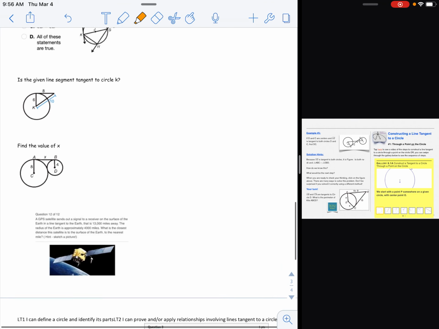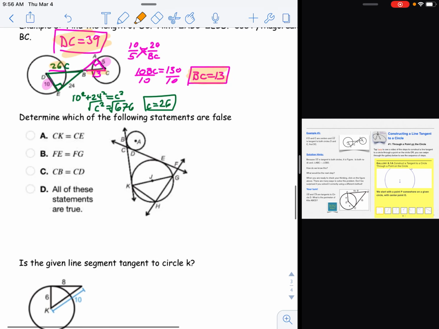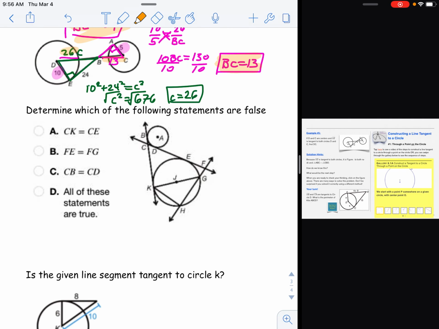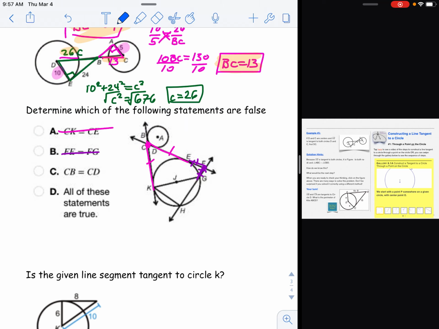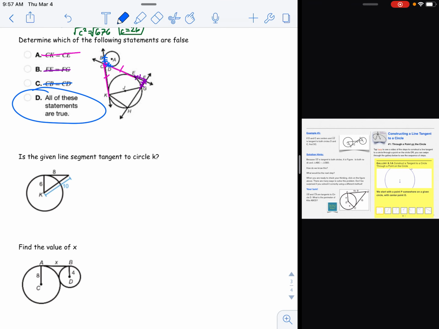All right. Now we're going to determine which of the following statements are false. Again, we're just going back and forth from all kinds of theorems we've been using. CK and CE, well, common external, false, not false, that's actually true. What about FE? Tangents coming from a common external point again, that's also true. What about CB? Again, this is kind of hard to see up here, but that's true. So all of these statements are true. Which one's false? None of them are false. They're all true.